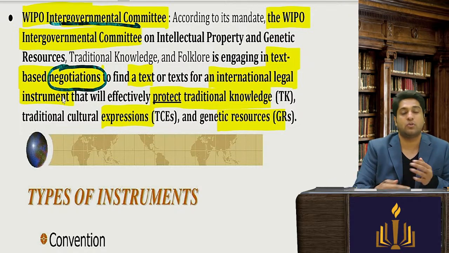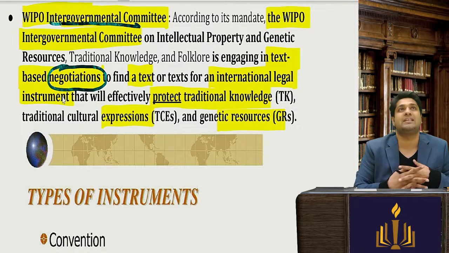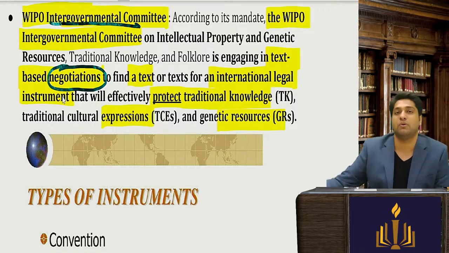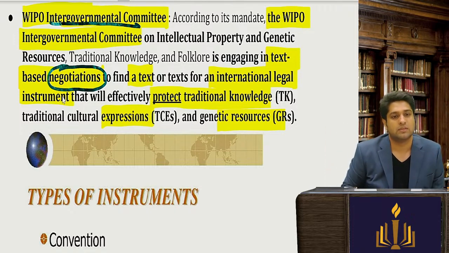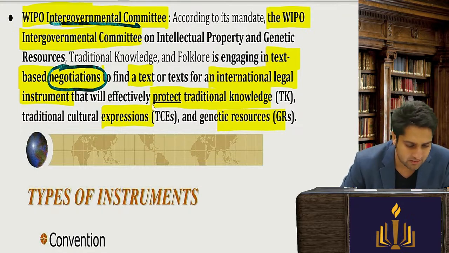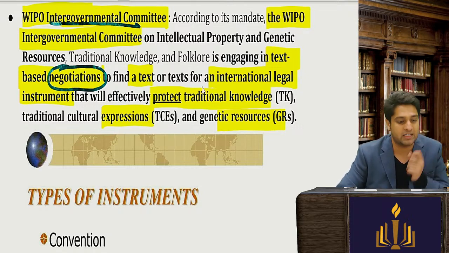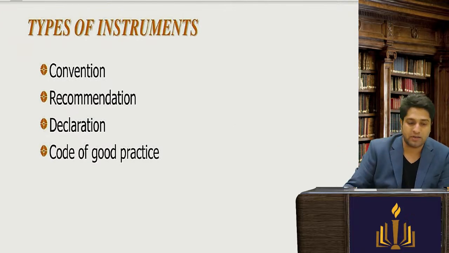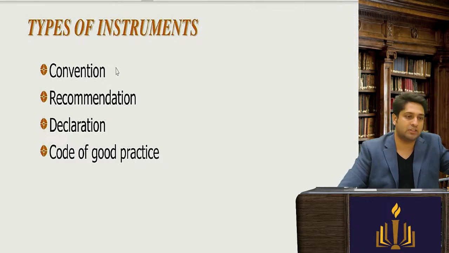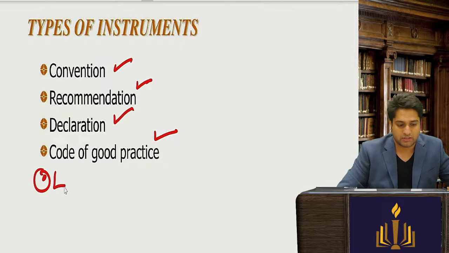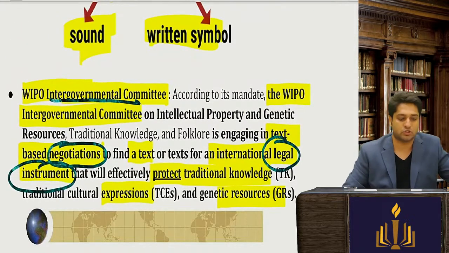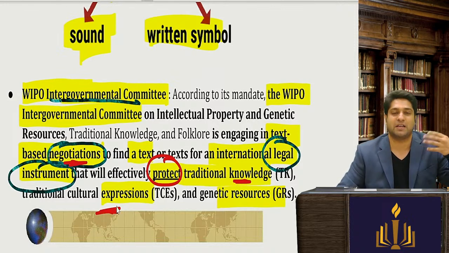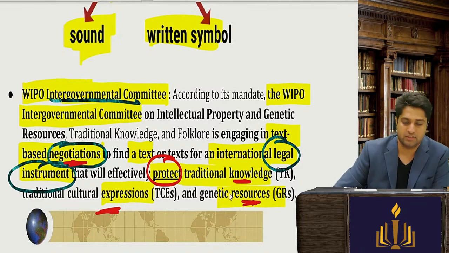text-based negotiation. That means while developing the rules, they will have to negotiate, because let's say with respect to the climate change agreement, the US did not sign because the US said that I'm a developed country. These entire laws are against developed countries, helping only developing countries, and why should a developed country sign this? So there will be negotiations, and from all of this, to find a text for an international legal instrument. After negotiation, they have to make legal instruments. Now, when I say legal instruments, what do I mean? Instruments could be your laws, recommendations, declarations, codes of conduct, etc. So through negotiation, they should come up with some rules that protect the creator's knowledge, the cultural expressions which he has, and the genetic resources.